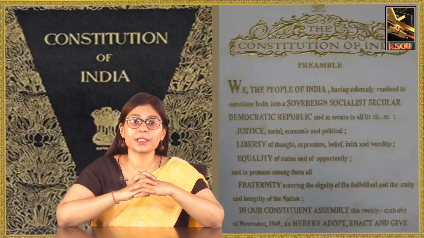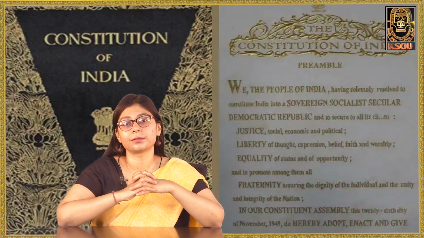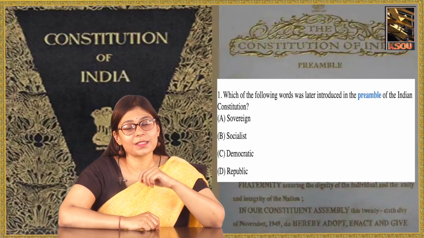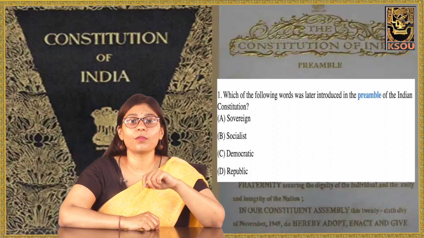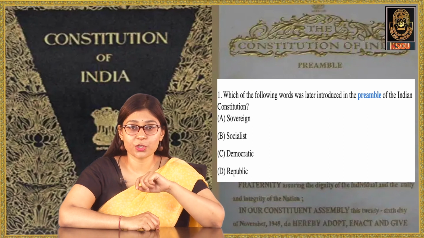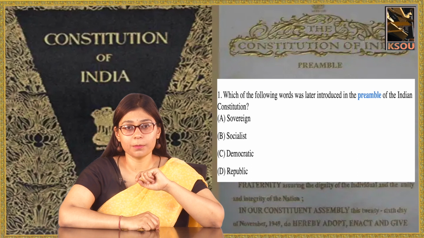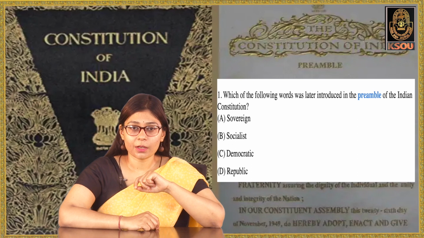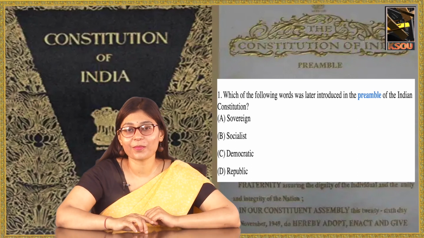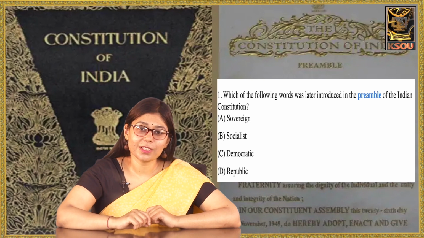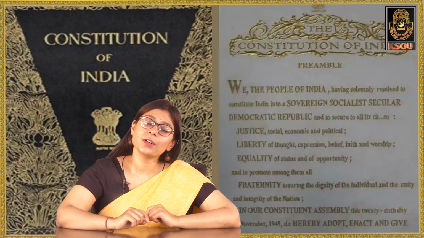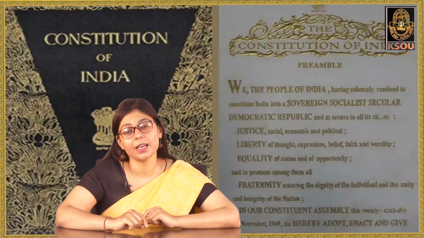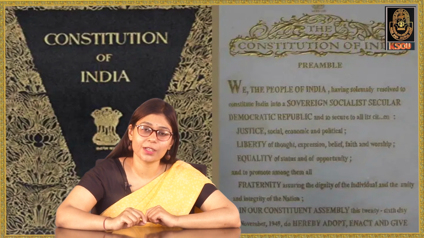So let's see some of the questions that have frequently appeared in exams. Let's take question number 1. Which of the following words was later introduced in the preamble of the Indian Constitution? Option A, sovereign. Option B, socialist. Option C, democratic. Option D, republic. The answer to the question is option B, socialist. The word socialist was added by the 42nd Constitution Amendment Act of 1976. That is why it's a later entry into the Indian Constitution.